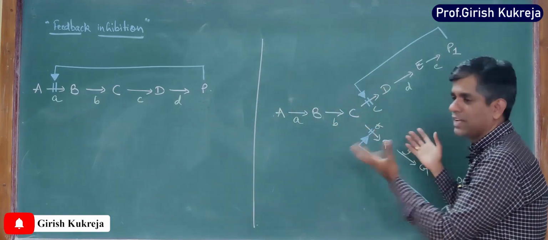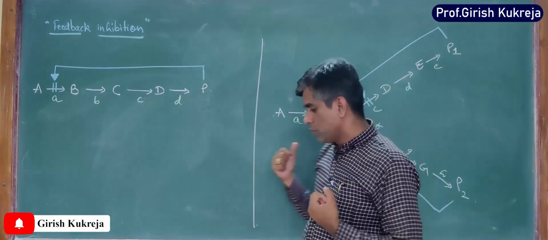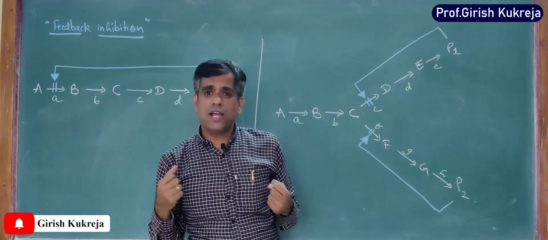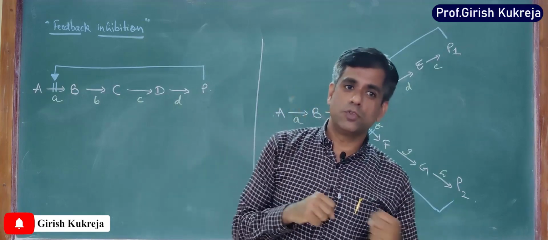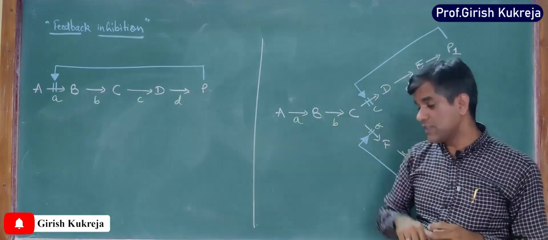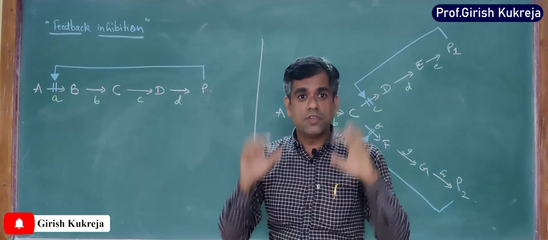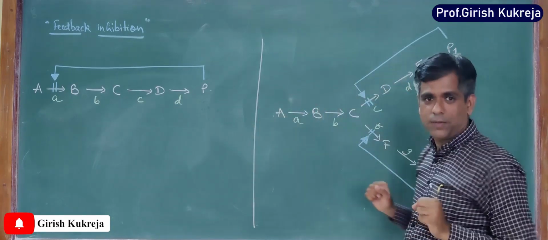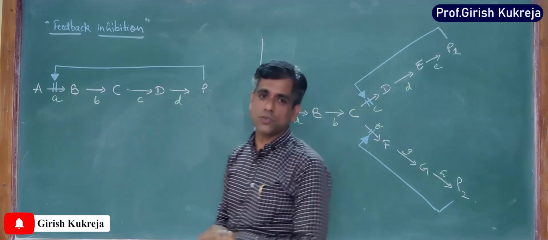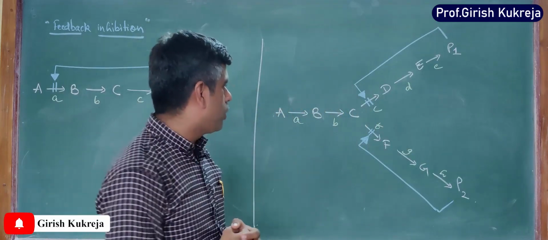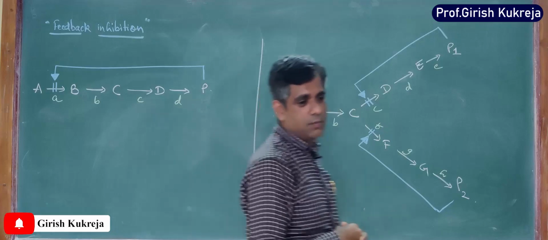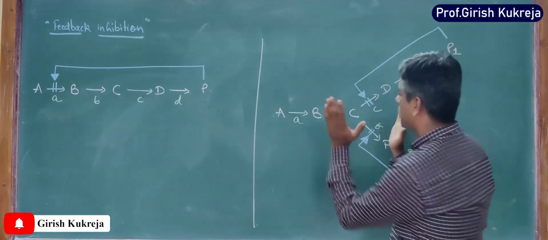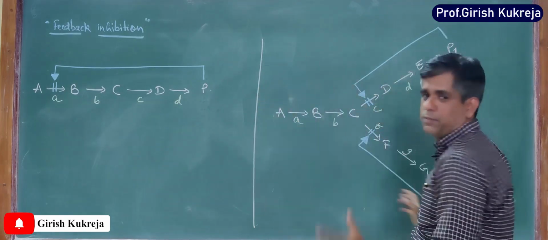There are different ways: you have isoenzyme control, you have concerted feedback inhibition, you have cumulative feedback inhibition, you have sequential feedback inhibition, which are actually solving the problem of this branched pathway. So stay tuned with me, Professor Girish Kukreja, and in our next video, we'll be talking about all these kinds of feedback inhibitions which sort out the answer for controlling this section of a typical branched pathway.